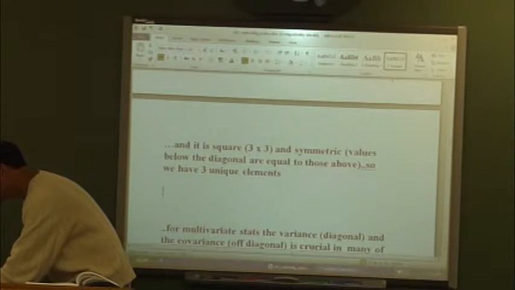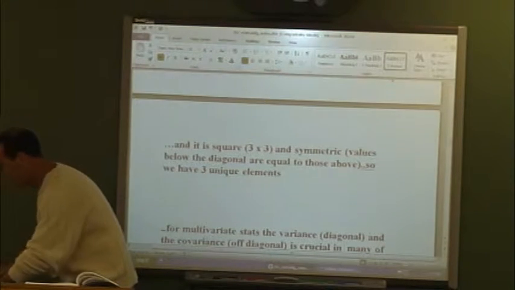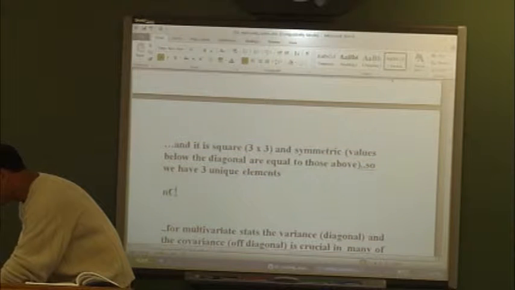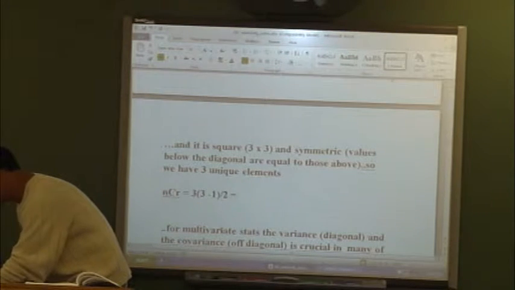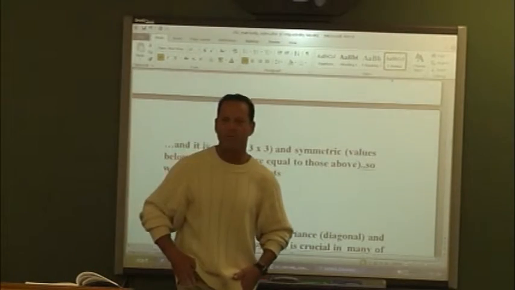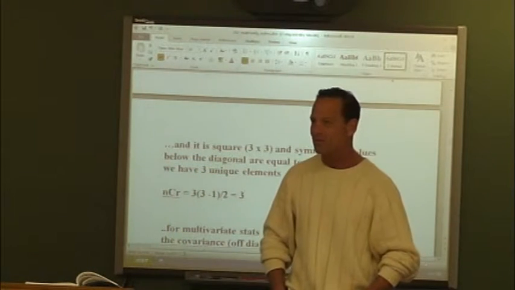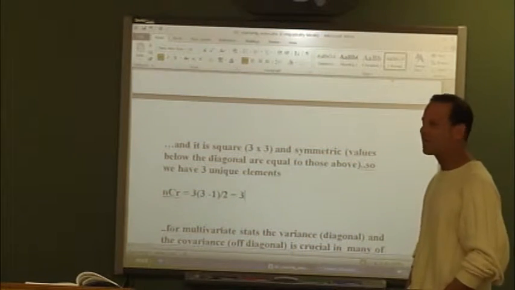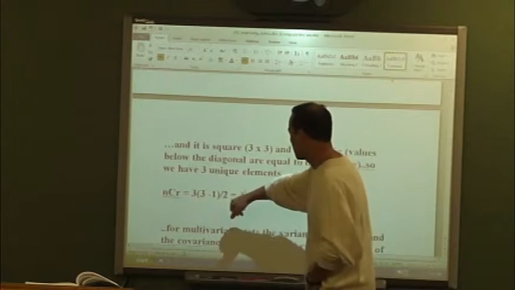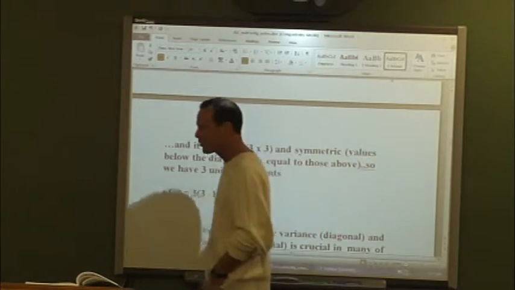And actually, just do this. Number of combinations equals 3. Does anyone remember what that means? Number of combinations. You probably have an nCr button on your calculator. It's the number of combinations. And 3 times (3 minus 1) divided by 2, you have 3. So that's one quick one.